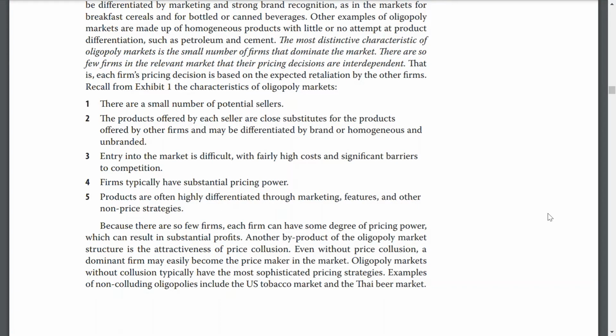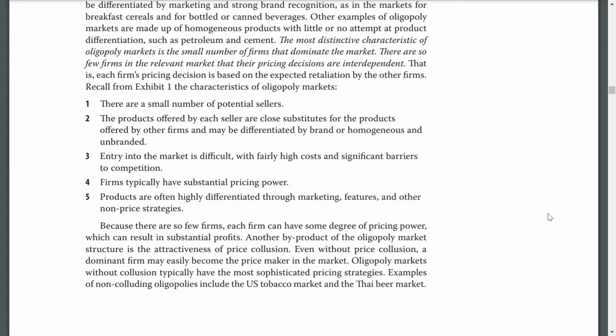Recall from Exhibit 1 the characteristics of oligopoly markets. There are a small number of potential sellers. The products offered by each seller are close substitutes for the products offered by other firms and can be differentiated by brand or unbranded. Entry into the market is difficult, with fairly high costs and significant barriers to competition. Firms typically have substantial pricing power. Products are highly differentiated through marketing features and other non-price strategies.